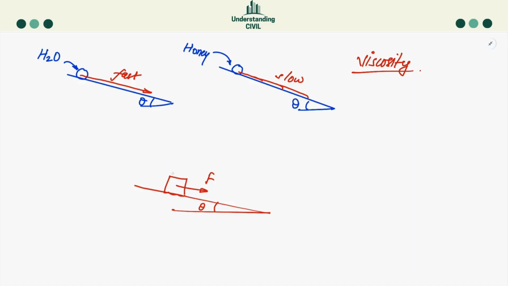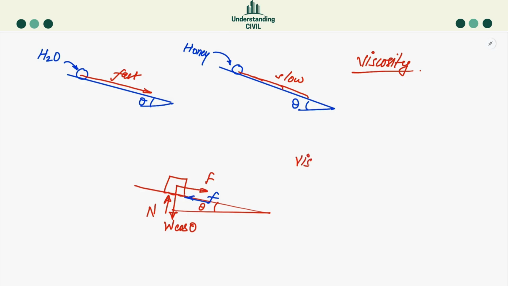If we say that this is the weight component W cos theta acting in this direction, there is a normal force acting in this direction back to the surface, and there is a force of friction which is acting backward, which is not allowing your body to move. So it means the resistance and speed are mostly connected to this concept called friction. And hence when we talk about friction in liquids, we call it viscosity. So here now I would like to define viscosity formally.